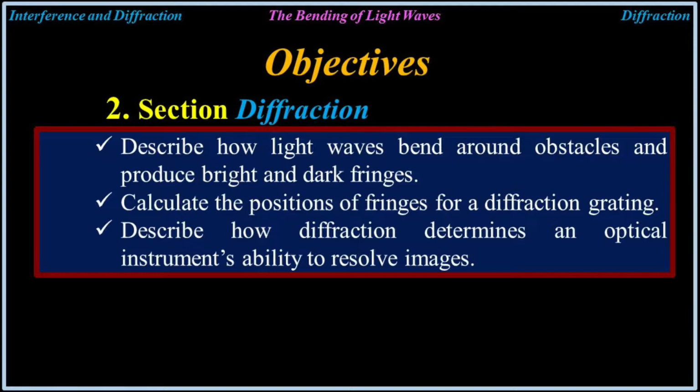Section 2, diffraction. Describe how light waves bend around obstacles and produce bright and dark fringes. Calculate the positions of fringes for a diffraction grating. Describe how diffraction determines an optical instrument's ability to resolve images.